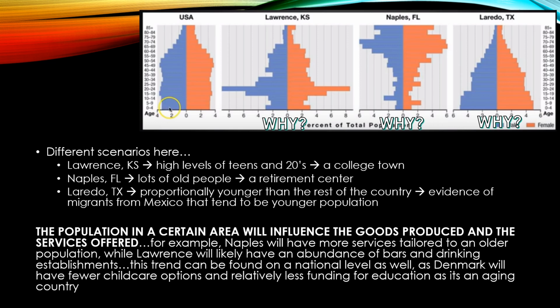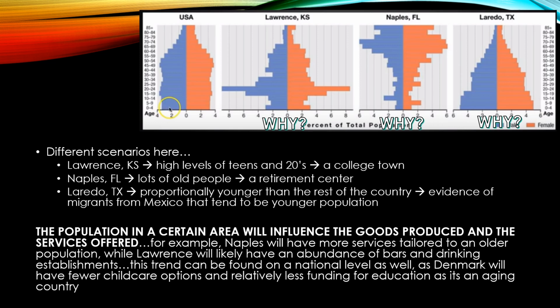So the first thing is with Lawrence, Kansas, we see a high rate of males and females that are 20 to 24. Well, that's an easy explanation. Lawrence, Kansas is where Kansas University is. So it's high levels of teens and 20s. It's a college town. And because of that, you're probably going to have a high rate of bars and, quote, drinking establishments because there's such a large amount of people that are looking for that service. So in your area, town, city, even state, services will be catered toward the dominant populations, right? Because it's about making the money.